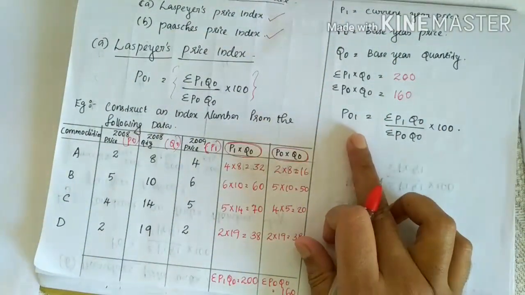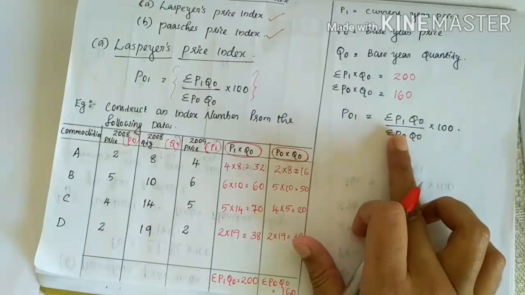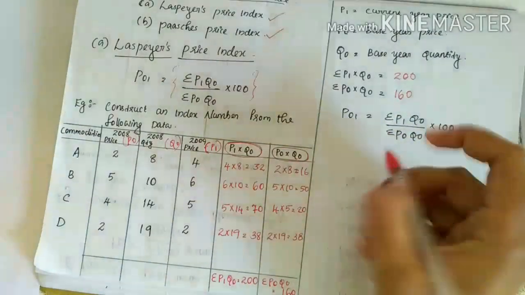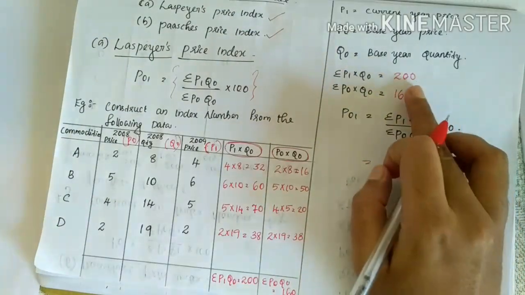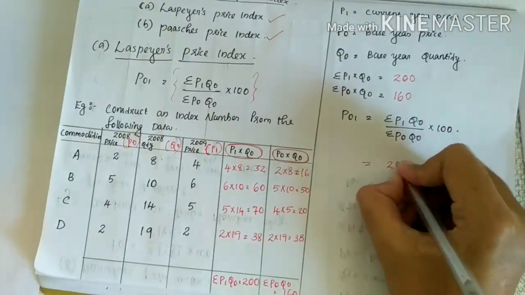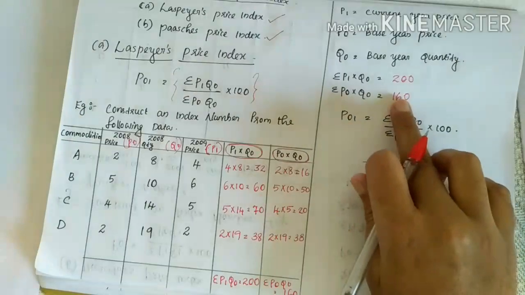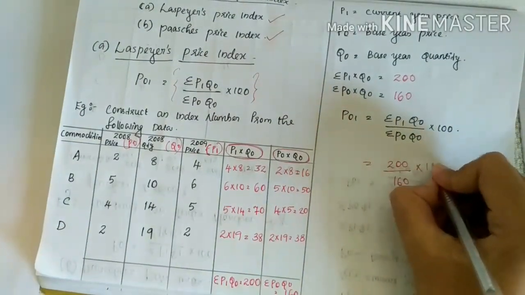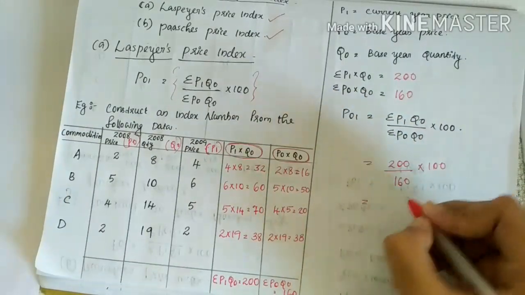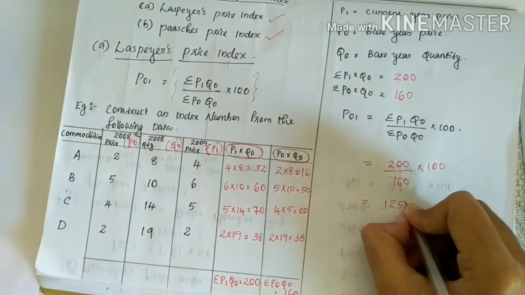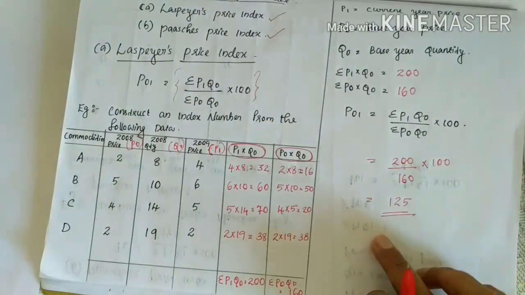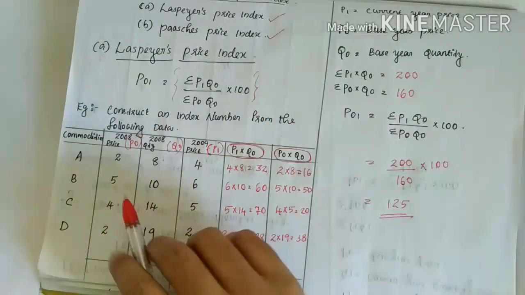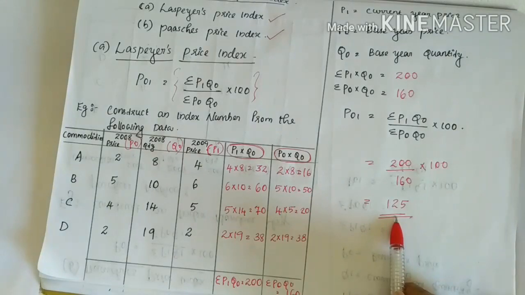Then applying this equation, price index is equal to sigma P1 into Q0 divided by sigma P0 into Q0 into 100. So sigma P1 into Q0 is 200 divided by sigma P0 into Q0 is 160 into 100. The answer is 125. So the price index of this particular commodity is 125.